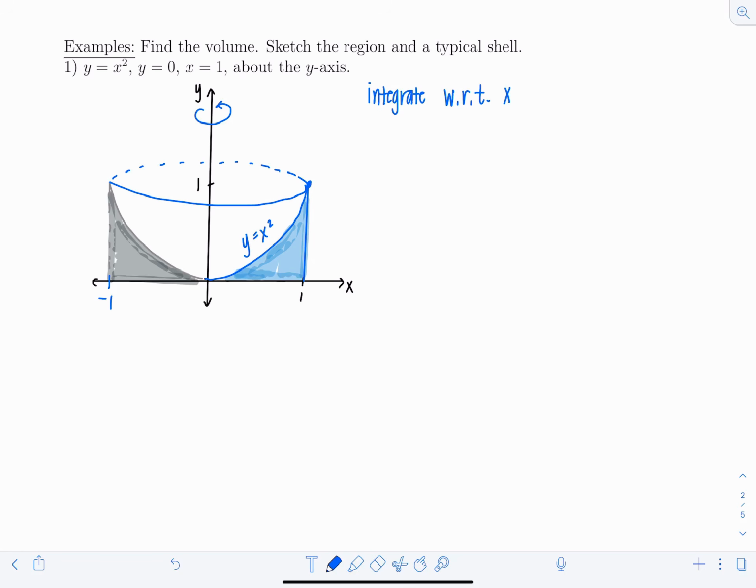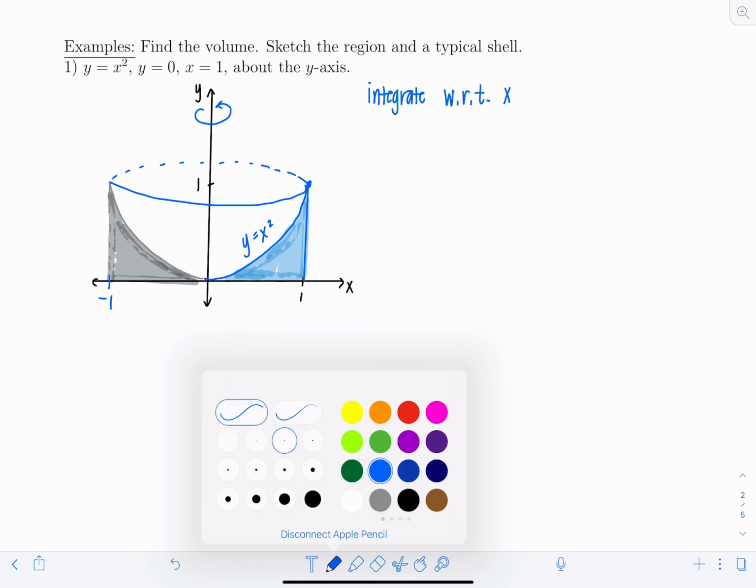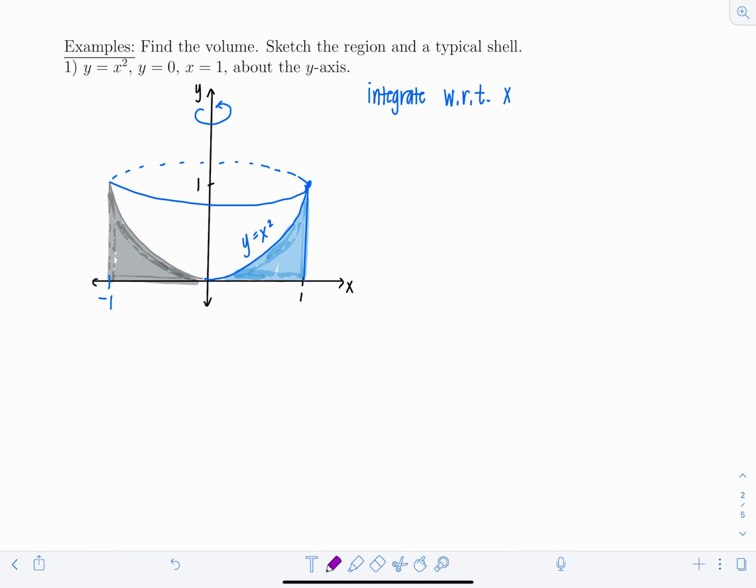Okay, now I'm going to draw a typical shell so that we can identify what all the components are for our integral. So say I draw a cylindrical shell right here. Remember, the formula for the volume is going to be the definite integral from a to b of 2 pi r h, and then we decided we're integrating with respect to x, so dx, which means I need to identify what r and h are.